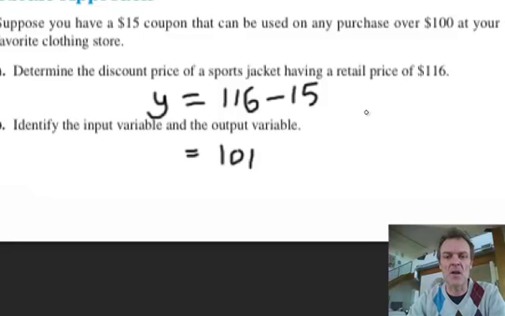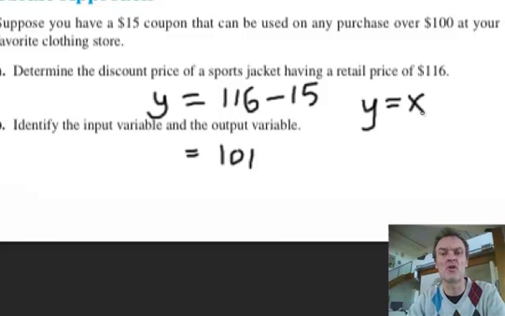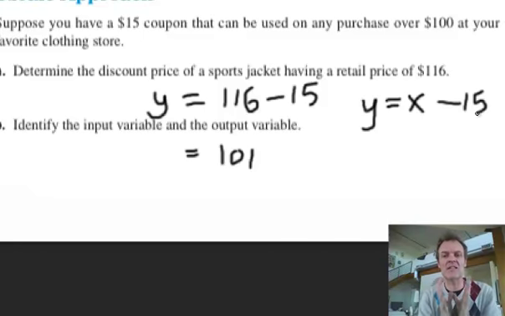So think about it. Normally, didn't we just say input was X? So isn't it going to be this maybe? Whatever I have that's over $100, no matter what, if I take off $15, I will get the answer, the discount price, which is the Y. So that's the kind of equation I'm looking ahead to right now. What's the discount price? What's the answer? The Y.